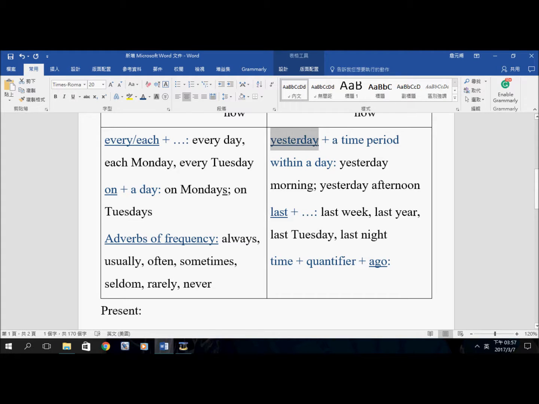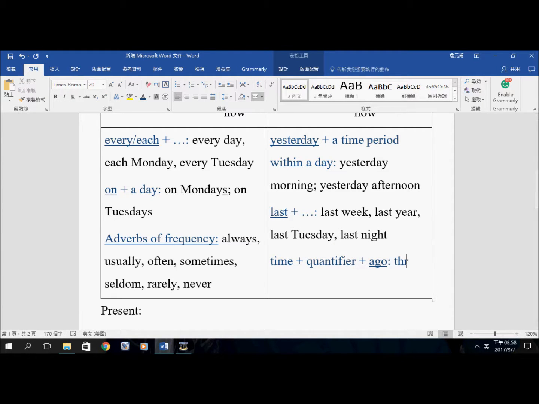The first one is yesterday, with a time period within a day. So yesterday morning is a time period within a day. Yesterday afternoon, time period within a day. There are a lot more than just these two. So yesterday evening, yesterday noon. So we use yesterday with a time period within a day. The second one is last. We can use last with a lot of different time markers, like last week, last year, last Tuesday, last night. Now remember, when it comes to night, it is last night, not yesterday night. It's last night, okay?